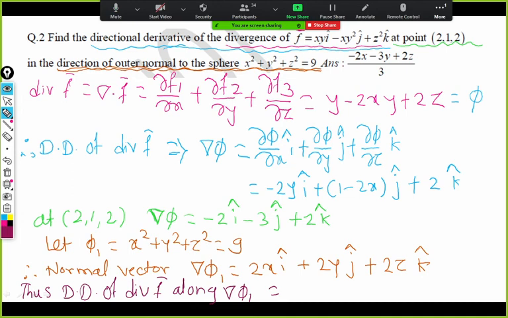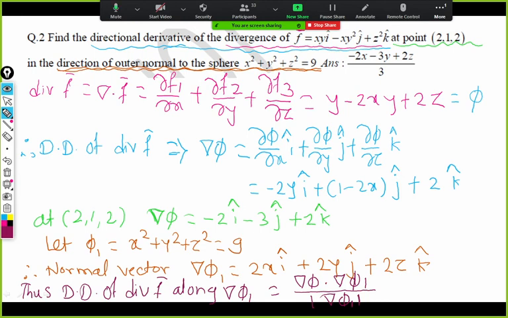Del phi dot del phi 1. Sir, can you explain this step once again? Which step? Sir, how to find the normal to the surface? The gradient is itself a normal.